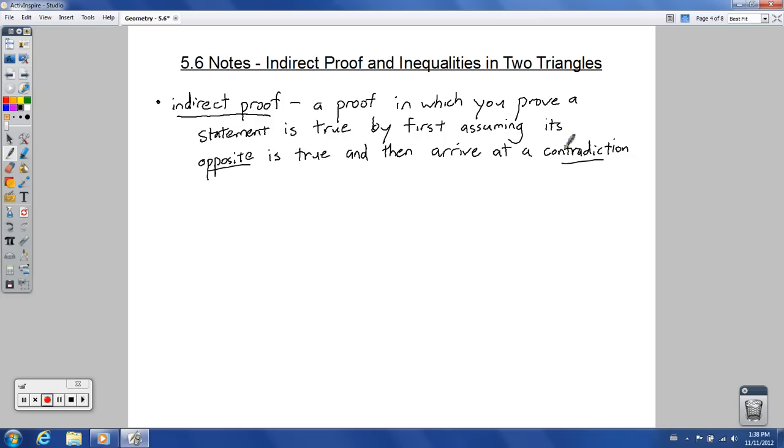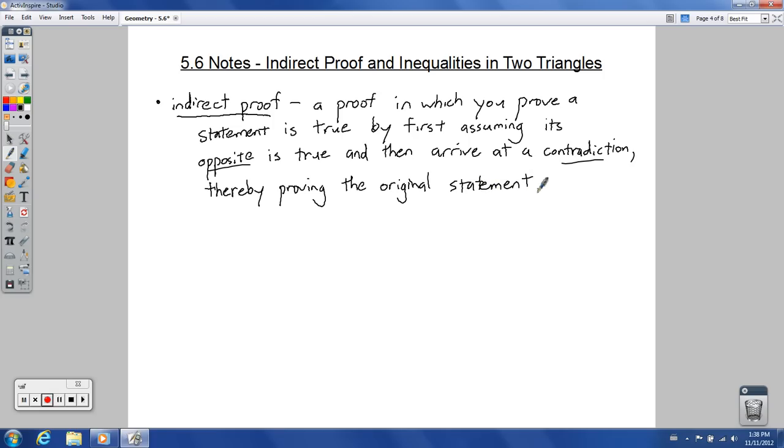So opposite and contradiction, the key parts here, in my opinion. So you assume the opposite is true and then you arrive at a contradiction. So you've got something that's true and not true at the same time. That means what you started with can't be the case. So thereby proving the original statement true.